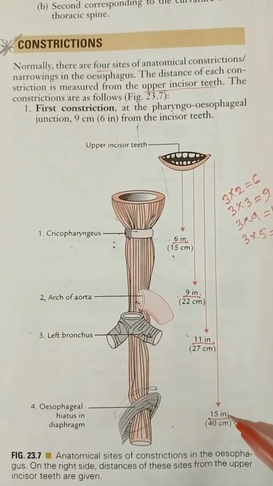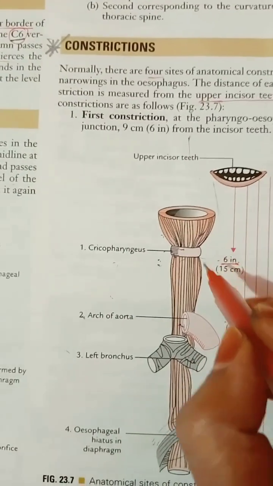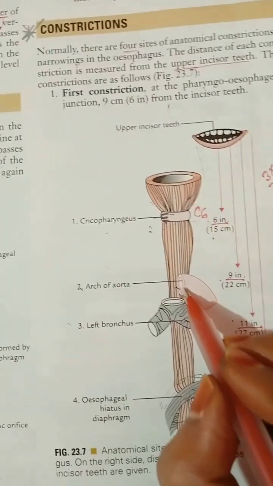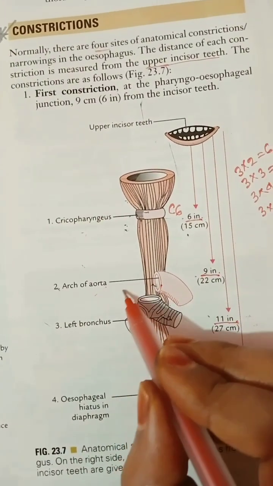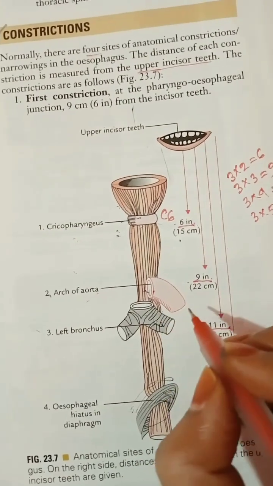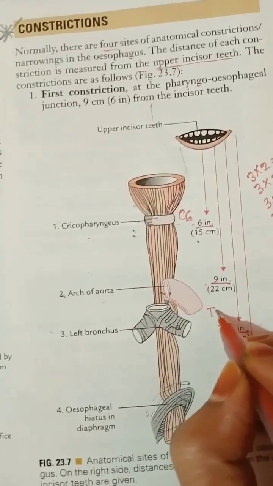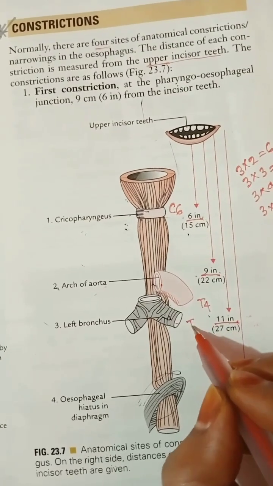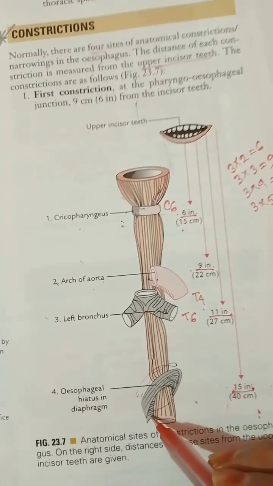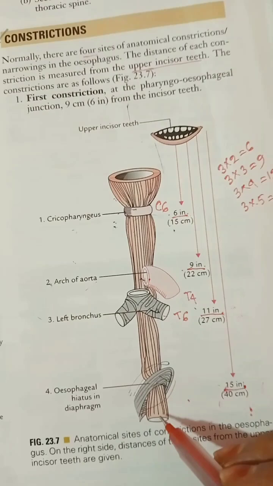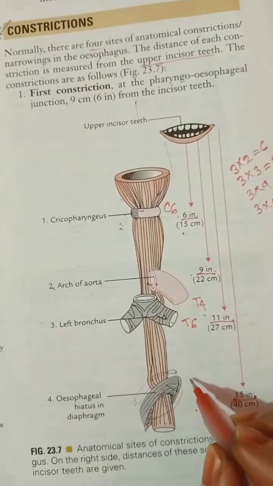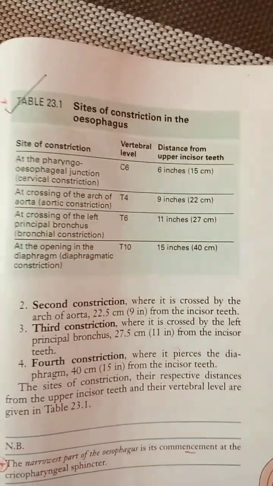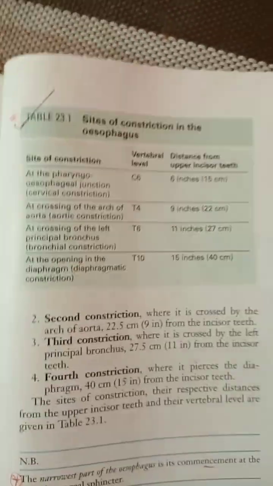Then we have to know the vertebral level. The cricoid cartilage is situated at the level of the cervical 6 vertebra, and the arch of aorta is situated at the sternal angle, which is the thoracic 4 vertebral level. So the aortic constriction is produced at the level of the thoracic 4, the bronchial constriction is at the level of the thoracic 6 vertebra, and the esophageal opening of the diaphragm is at the level of the thoracic 10 vertebra. You can follow this box from Vishram Singh. It's very important for your written question.